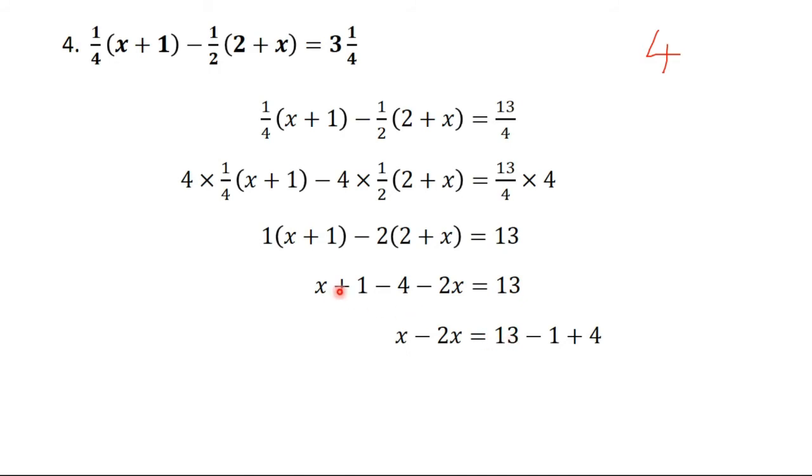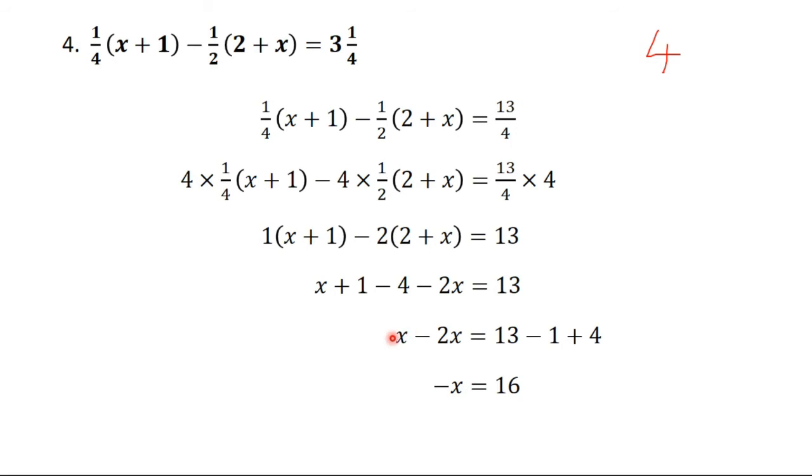So I will transfer all the numbers to this side. So positive 1, when it comes here, it becomes negative 1. Negative 4, when it comes here, it becomes positive 4. Now, x minus 2x, we've seen that this will give us minus x.